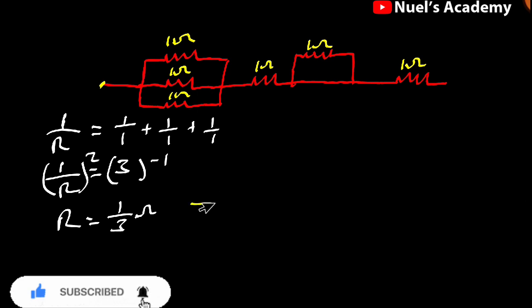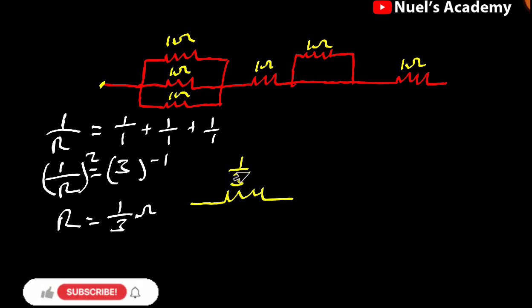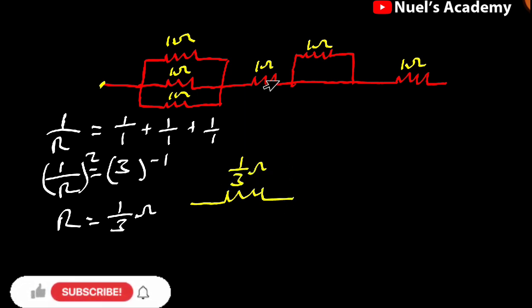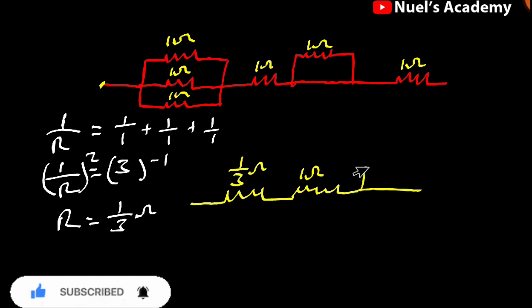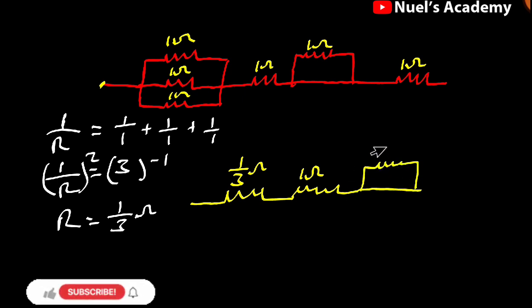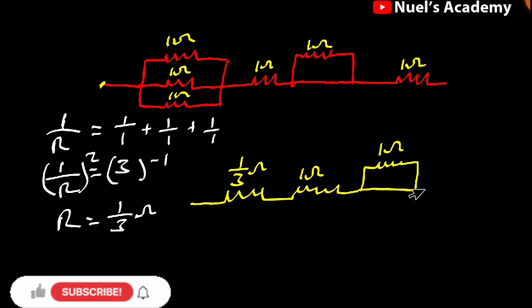Now let's redraw it. We have 1 over 3 ohms here. Then we have this 1 ohm here. This is 1 ohm. And then we have this one. Let me just write it here. Then this is 1 ohm. And then we have the last one here, which is 1 ohm.